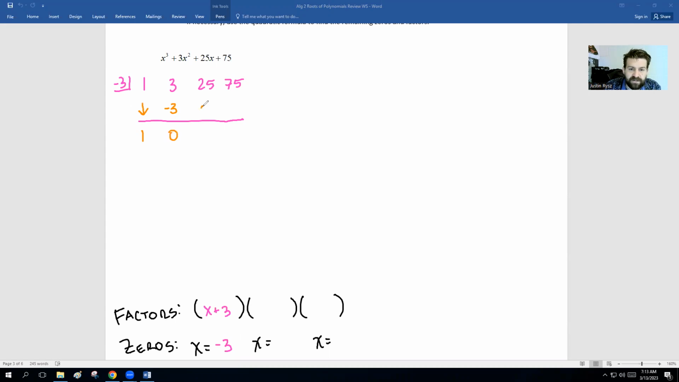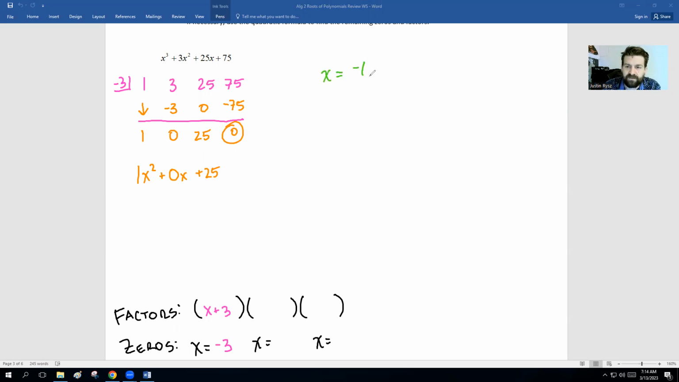0 times negative 3 is 0. If we add that to 25, that's 25. And 25 times negative 3 is a negative 75. If we add that, we get 0 as a remainder. So that means we broke this down to 1x squared plus 0x plus 25. All right. Now, there is another way that we can solve this problem, but we might as well just solve the problems all the same way. Let's do the quadratic formula.